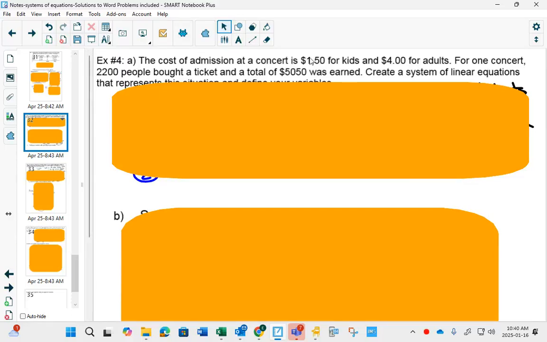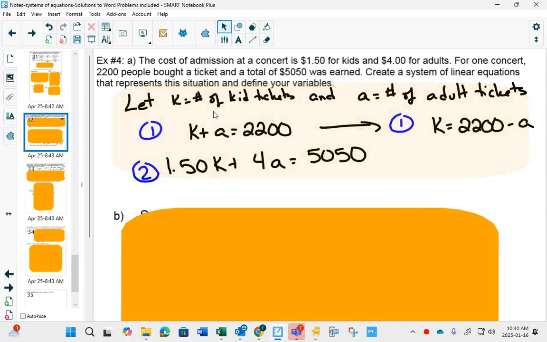The cost of admission for a concert is $1.50 for kids and $4 for adults. 2,200 people bought tickets and $5,050 was earned. So we make our 2 equations. It's good to define your variables. So the first thing I do is describe what K is, the number of kids tickets, and A is the number of adult tickets. In total, they sold 2,200 tickets, so K plus A would equal 2,200.